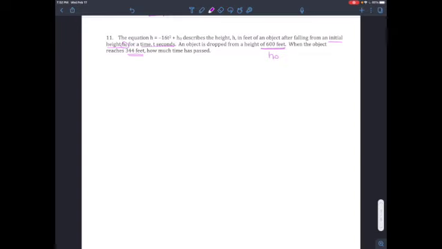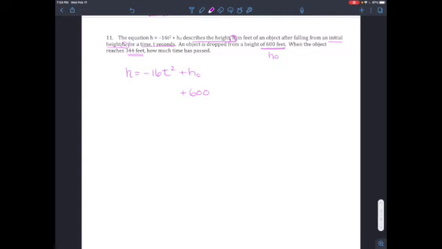One more piece of information it says right here: describes the height, which is h. So the equation is h equals negative 16t squared plus h sub 0. Now h sub 0 is going to be the initial height. Initial height is going to be the object dropping from 600 feet. So that's going to be 600 plus.